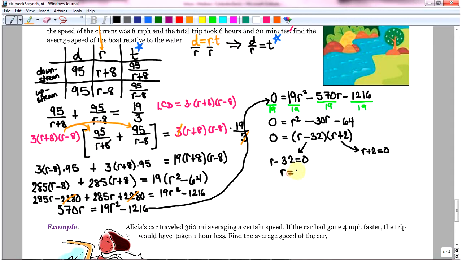So first I get r is equal to 32, and in my second equation I get r is equal to negative 2. But remember that r represented a rate, so this cannot be the case. R cannot equal negative 2. So that means that our answer is going to be 32 miles per hour must be the speed that the boat was traveling on its own if it were in still water.